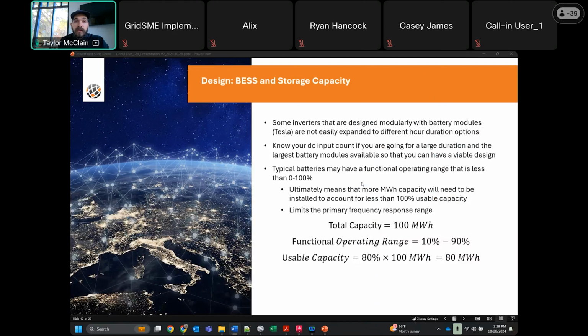So this slide, we're going to talk a little bit about the battery energy storage facilities in general. Looks like we have a question.